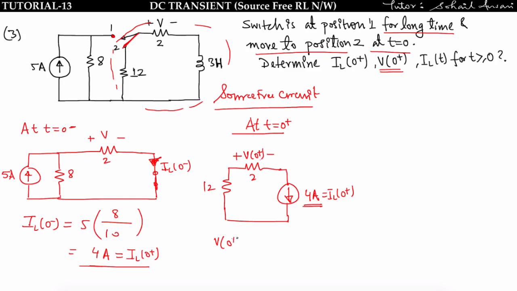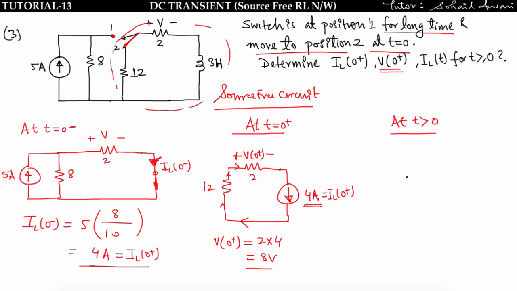V of 0 plus is given by this: the 4 ampere current will flow like this. So current will enter from the plus and leave from the minus, and in any passive element current always enters from the plus and leaves from the minus. So V of 0 plus will be positive, given by 2 multiplied by 4, that is equal to 8 volt. Okay, now make the circuit at t greater than 0.